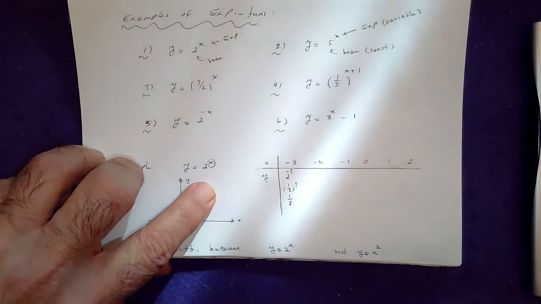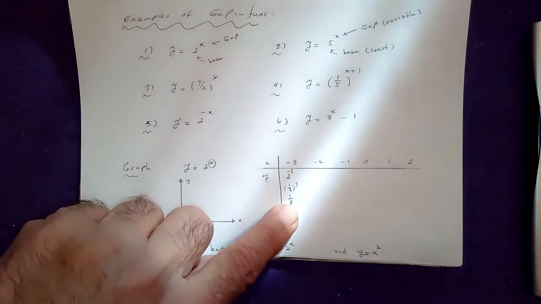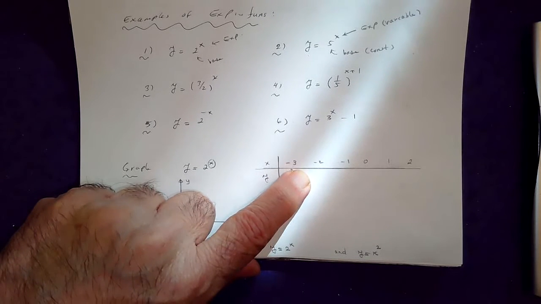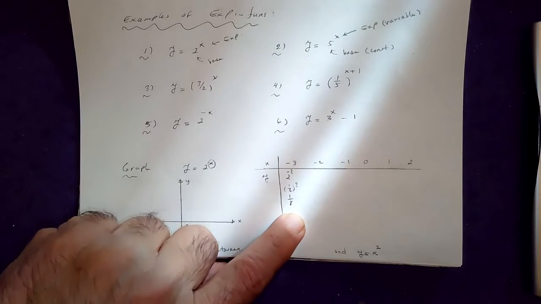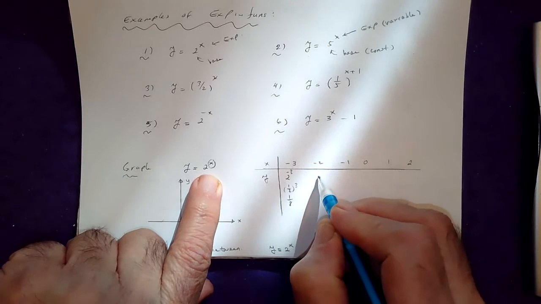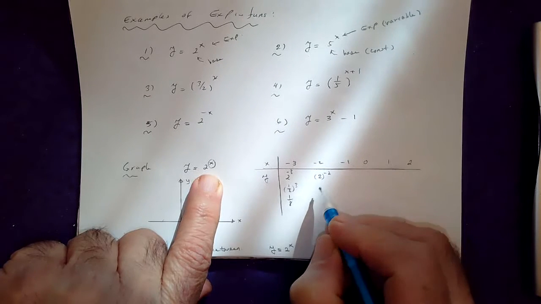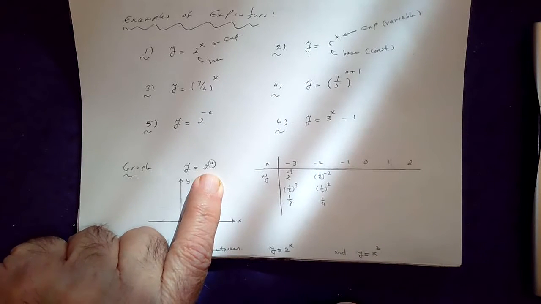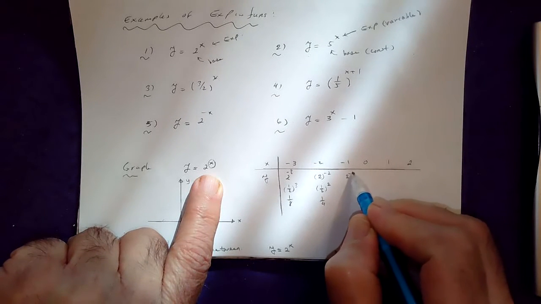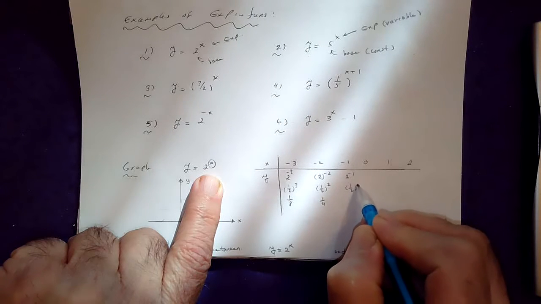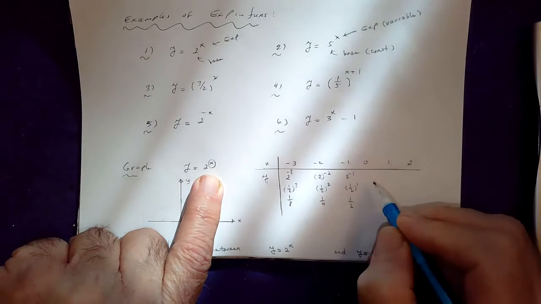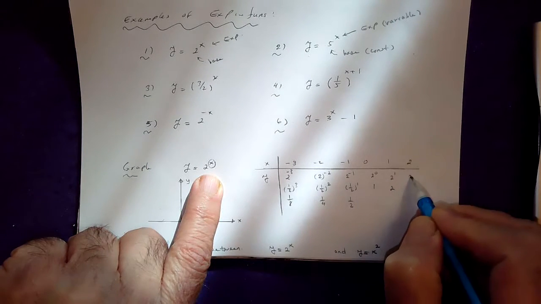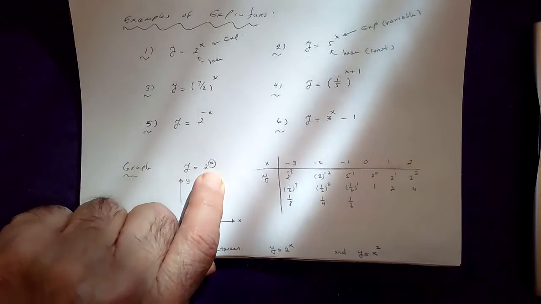So exponential functions will never, ever have a negative y value. The y value, whether x is negative or positive, always comes up positive. If x is -2, this is 2 to the power of -2, which is 1/2 to the 2, which is 1/4. If x is -1, you get 2 to the -1, which is 1/2 to the 1, which is 1/2. 2 to the 0 is 1. 2 to the 1 is 2. 2 to the 2 is 4.